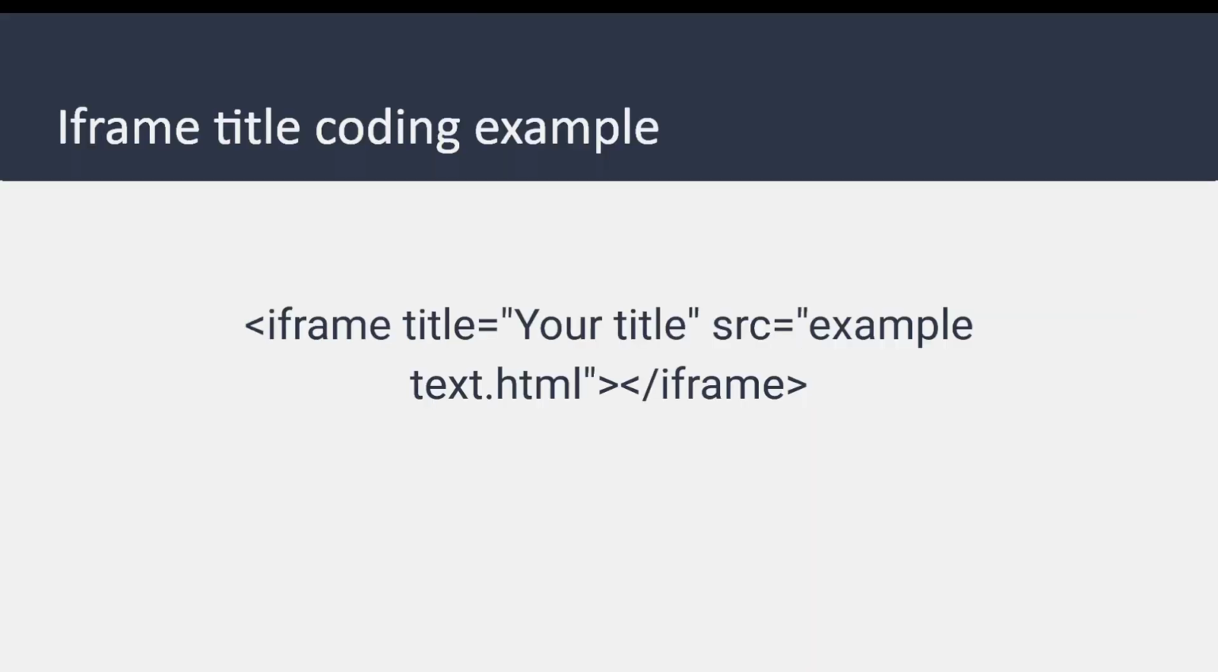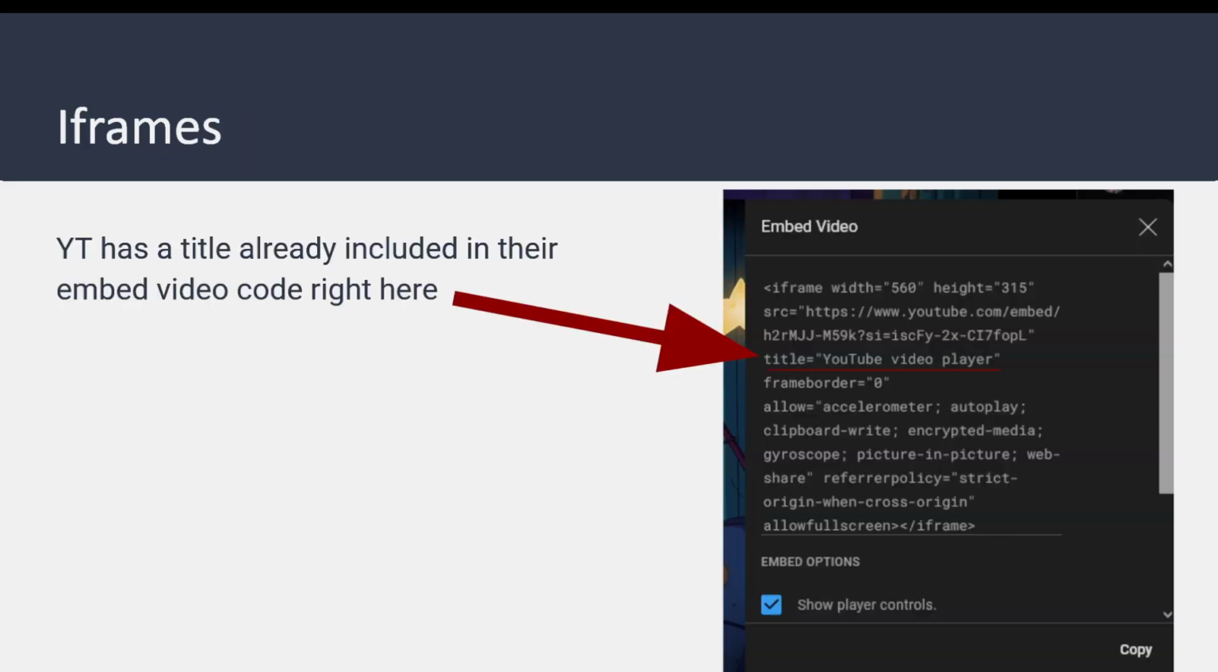It's very simple. It's iframe. So you can see here it says title equals, and then you put the title in. Actually, in the example we showed you before, that was included as part of it. You can see here we underlined it where it says title equals YouTube video player. That's the default that YouTube gives it.